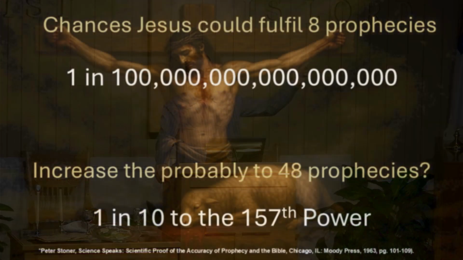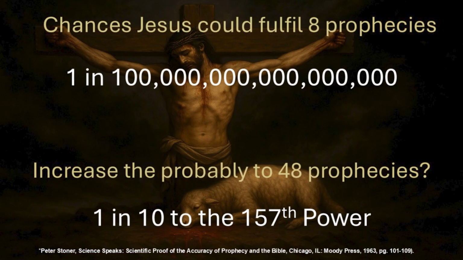Did you know that there's 300 prophecies that Jesus fulfilled in the Old Testament when he was on this earth the first time? 300. If you increase that number to 48, that now becomes 1 in 10 to the 157th power. Can't even wrap your mind around that. 157 zeros after it. One chance in somebody doing that.